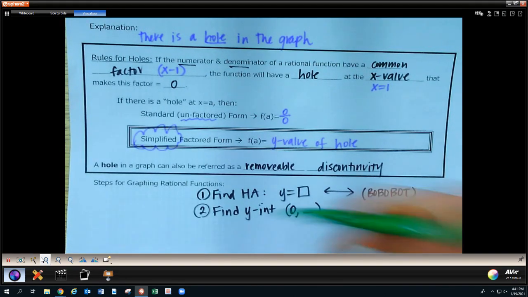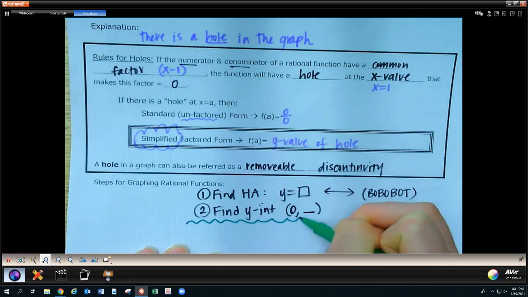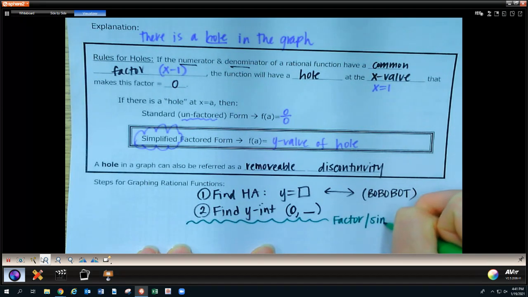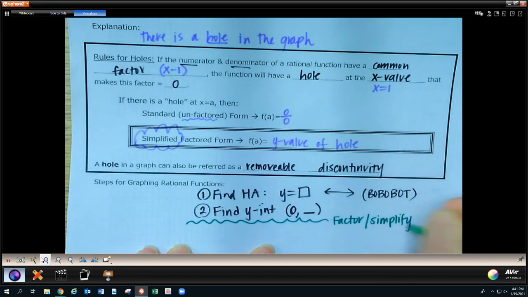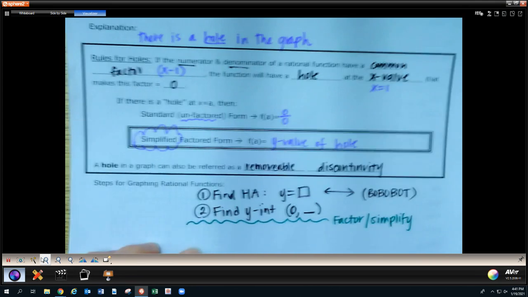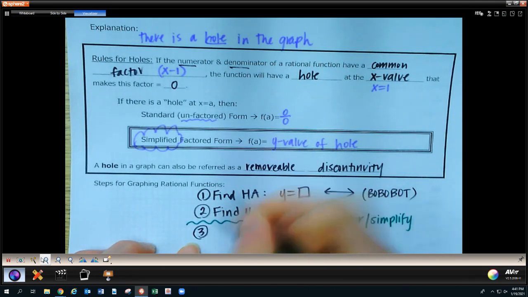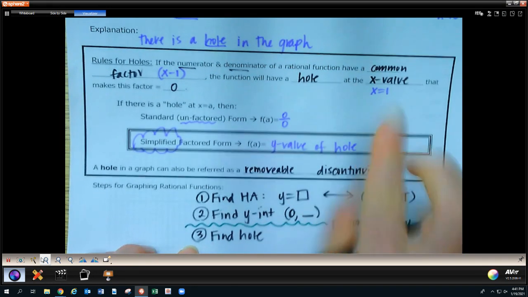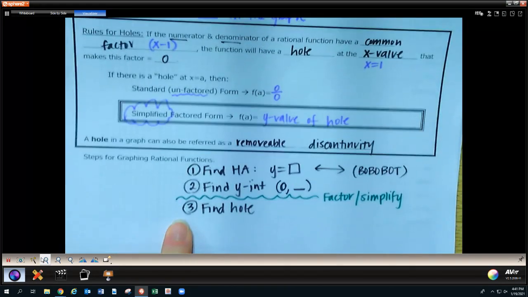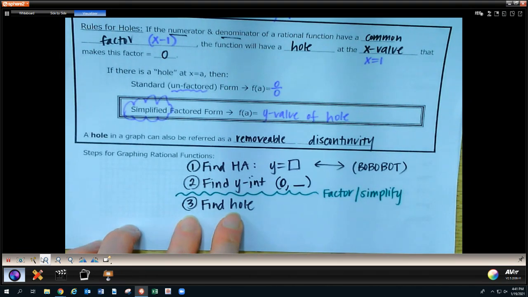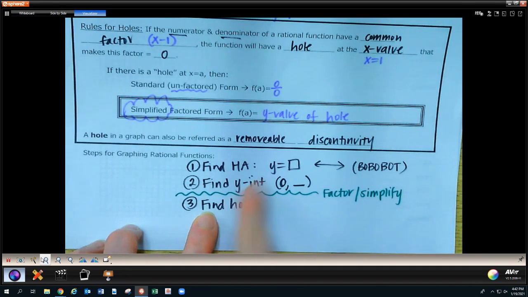Okay, and then after you find those two, you're going to factor and simplify. Okay, and so if there's a common factor, you're going to have a step 3, which is find the hole. Okay, that's where we found the (1, -1). Okay, find the hole. You may not have a step 3. Okay, if there's no common factors, just like last class, we weren't dealing with removable discontinuities or holes, and so you didn't have a step 3.